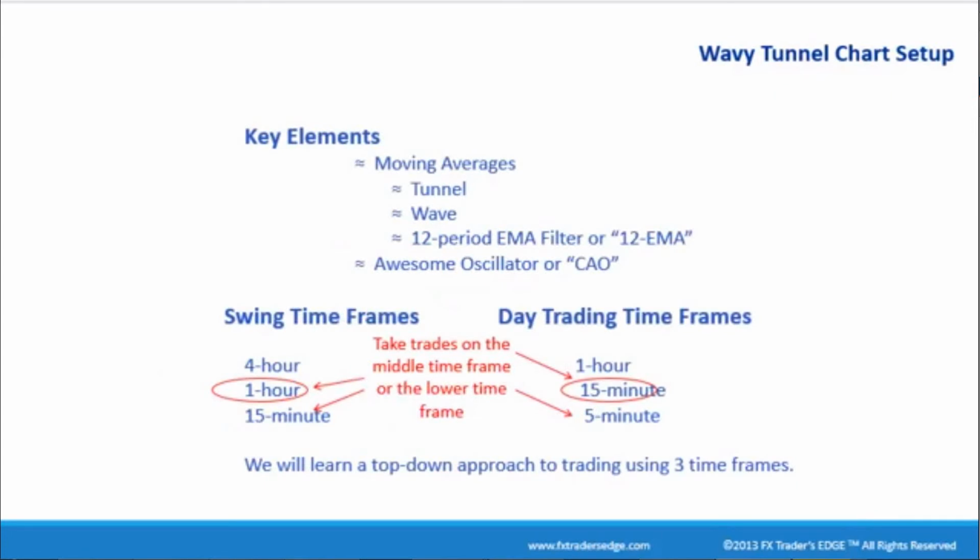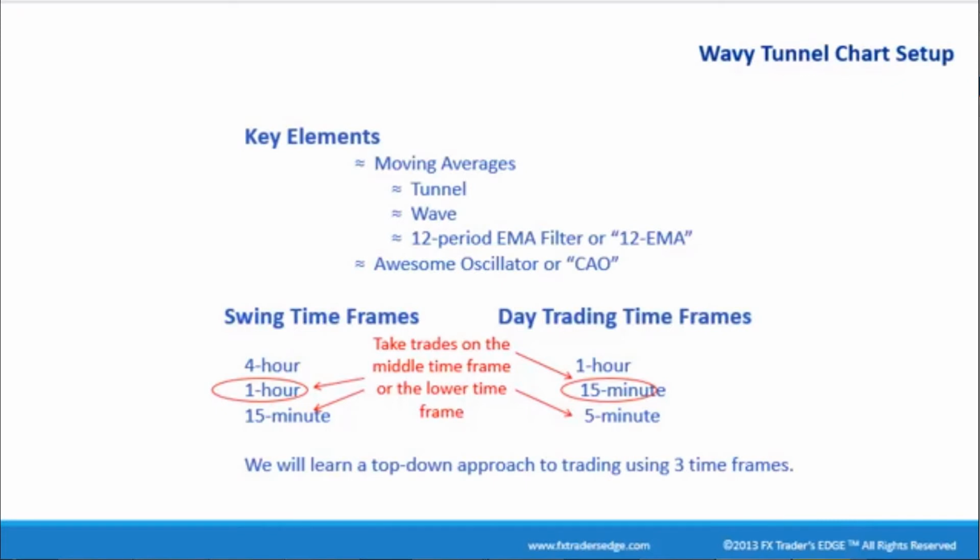The key elements of the Wavy Tunnel chart setup include the moving averages, which include the tunnel, the wave, and the 12-period EMA filter, or the 12 EMA, and the awesome oscillator, or the CAO. In Module 7, when we learn the Wavy Tunnel Plus setup, we will include the bungee. You can think of the tunnel as the long-term moving average, the wave as the medium-term moving average, and the filter as the short-term moving average.